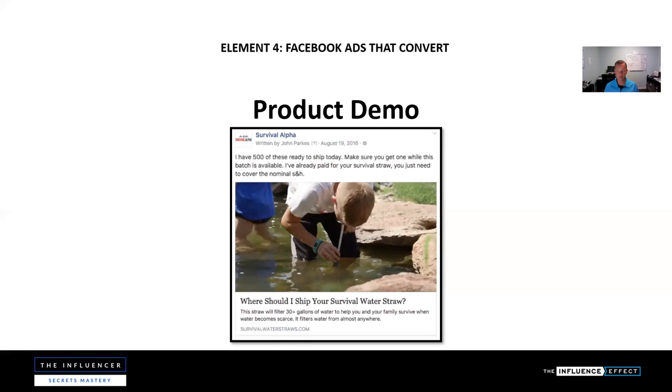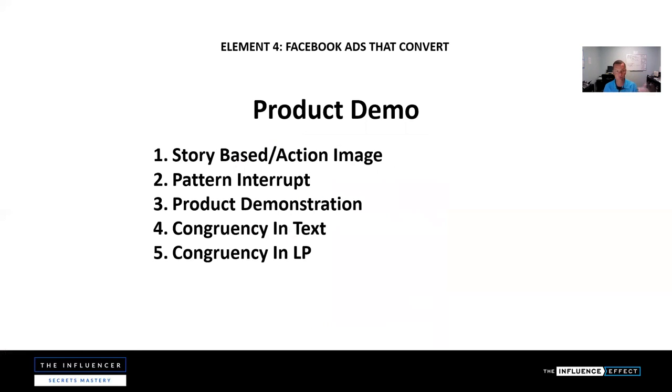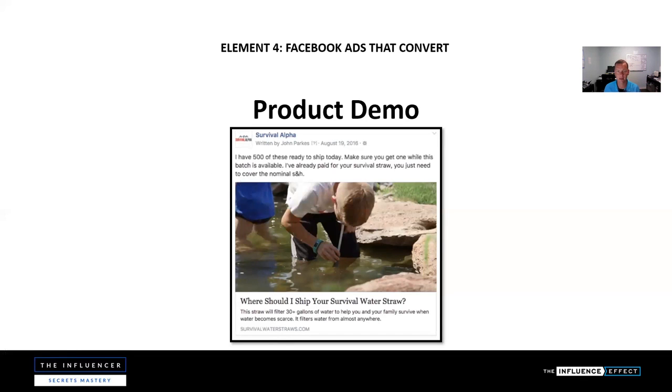But this image does all those things. It's story-based, it's action, he's doing something, it's pattern interrupt. This isn't really something you see every day. He's demonstrating the product. There's congruency in the text, and there will be congruency in the landing page when I click on the ad, right? So this is an excellent product demo image that goes perfectly with the headline, the copy, and certainly frames me into the next step.